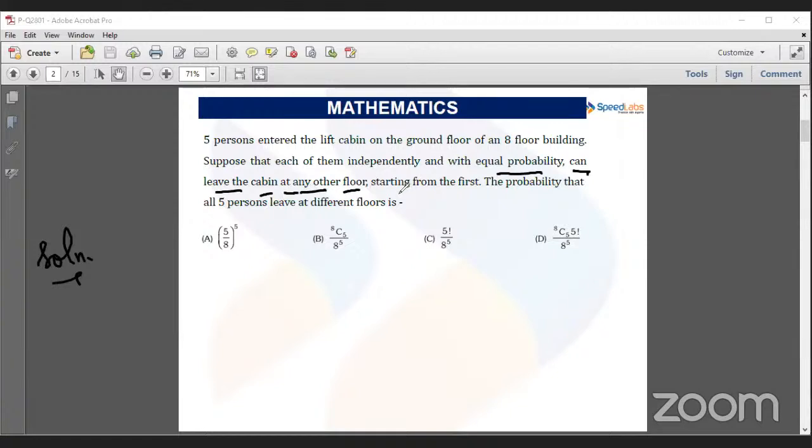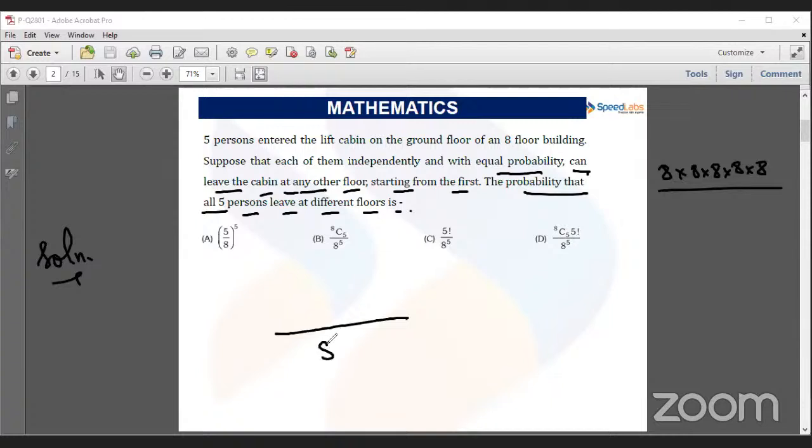At any other floor starting from the first, the probability that all 5 persons leave at different floors is, okay, so my sample space is, each person has 8 options where they can leave the cabin. So each person will have 8 options, 8 into 8 into 8 into 8 into 8, 5 persons are here. So total ways in which they can leave is 8 power 5. That's the denominator. And for the numerator part, we are asking all 5 persons leave at different floors.